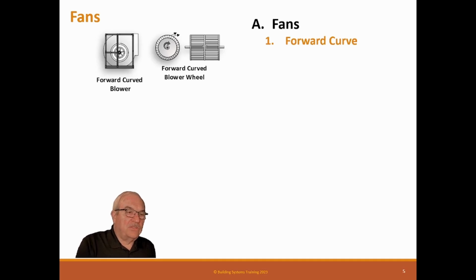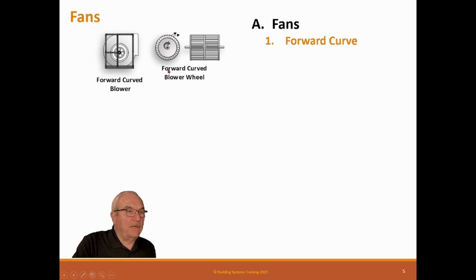All right, so there's different kinds of fans. They're made differently. The first kind we'll talk about is a forward curve. And forward curve is exactly like the name says. The blades are actually a little forward curved to catch the air. As this turns, it catches the air and throws the air off, and it throws it against the volute, and that's how it pressurizes.